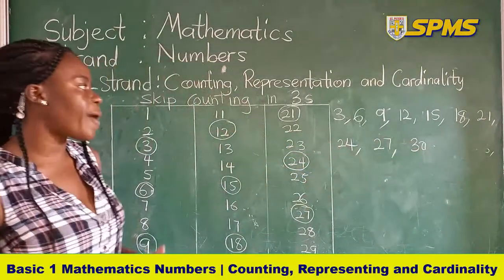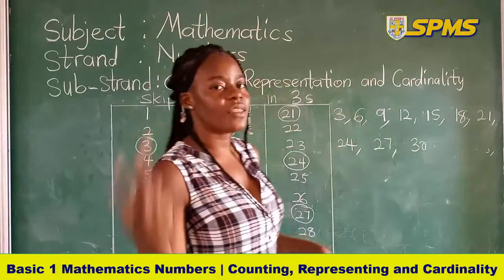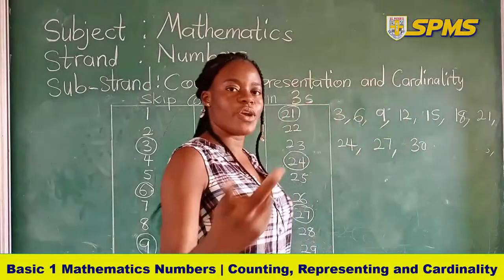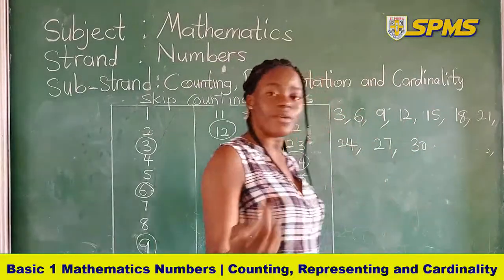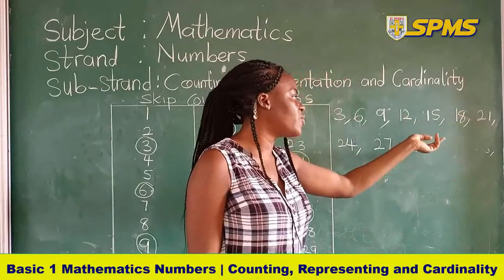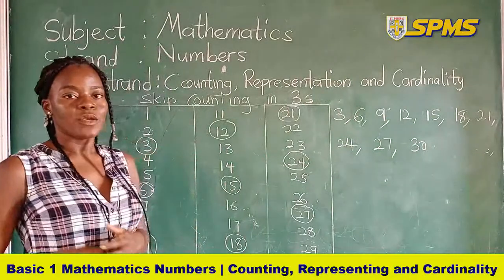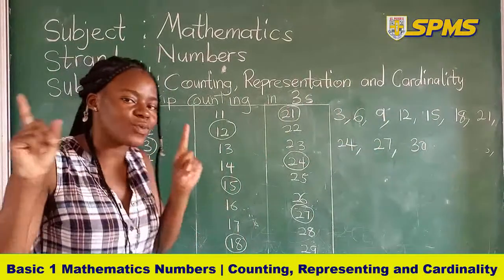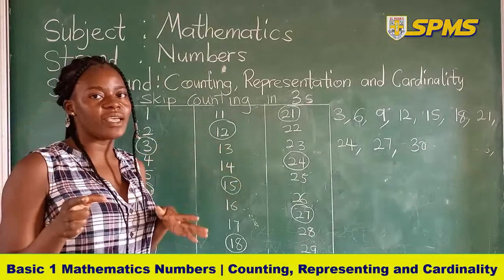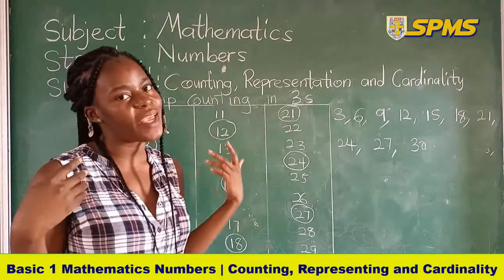So 3 ones are 3. 3 twos are 6. 3 threes are 9. 3 fours are 12. 3 fives are 15. 3 sixes are 18. To what? 3 tens being what? 30. Very good. So let's do the last one. Then you try and do fill in. You are going to guess the numbers for me.